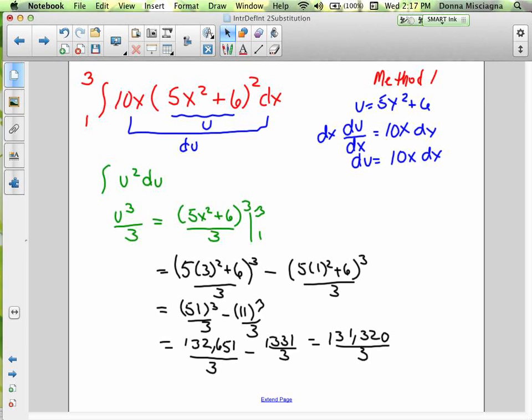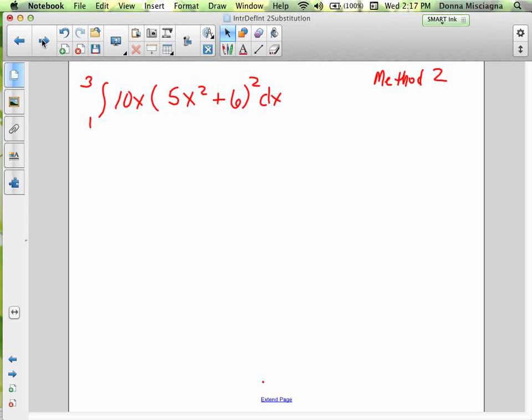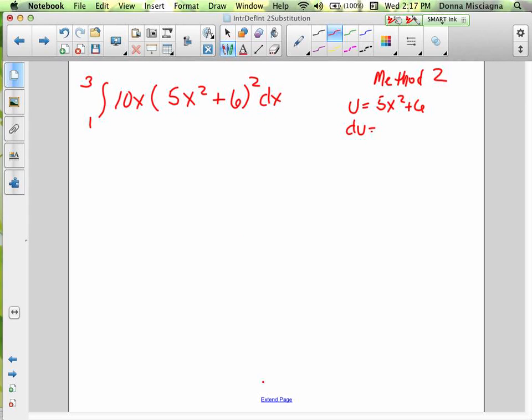This time, we're going to change the limits of integration. So let's look at the next one. Same problem. So we know what the u is and the du, right? So u is going to be, of course, 5x squared plus 6, and du was 10x dx. Now we're going to change those limits of integration, right?